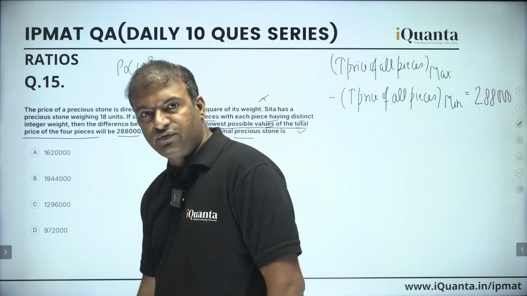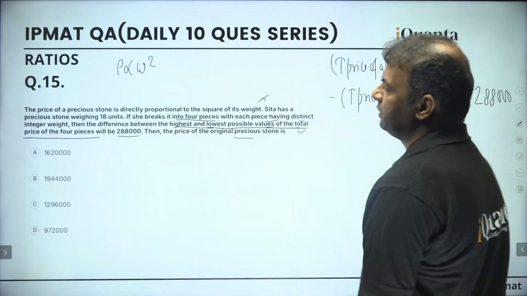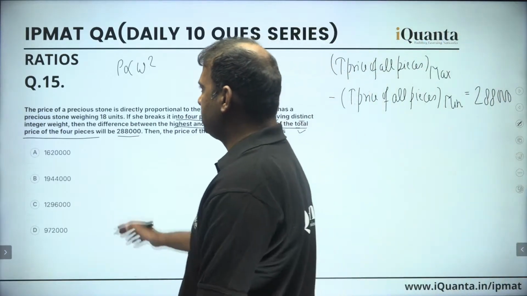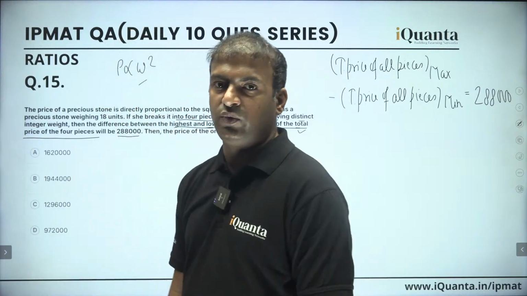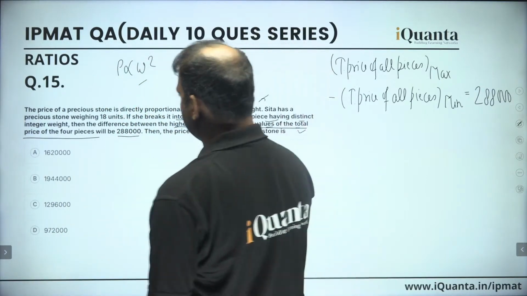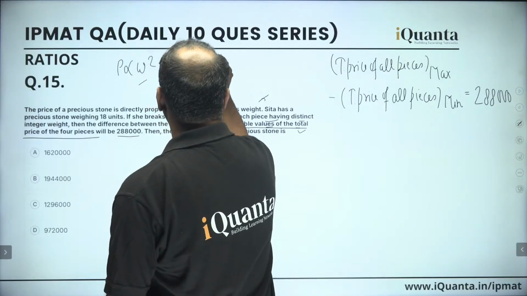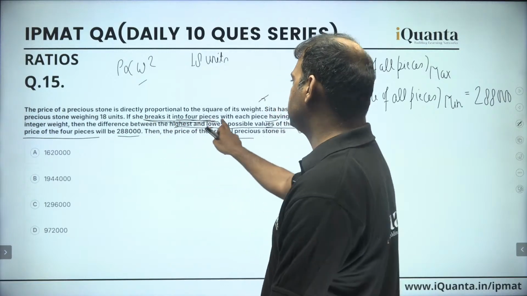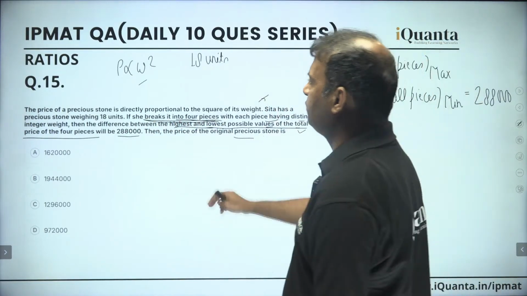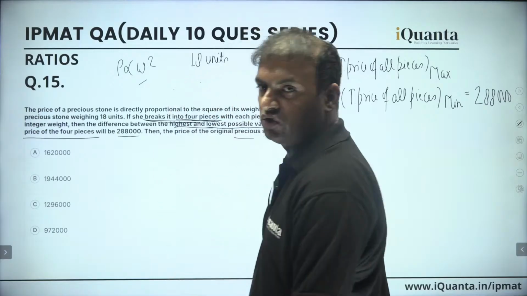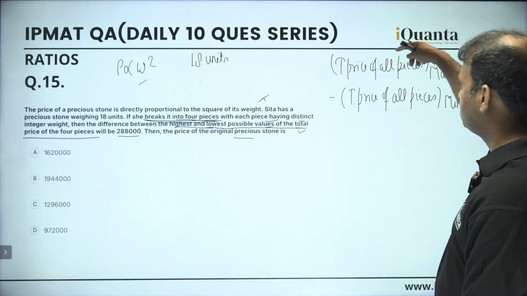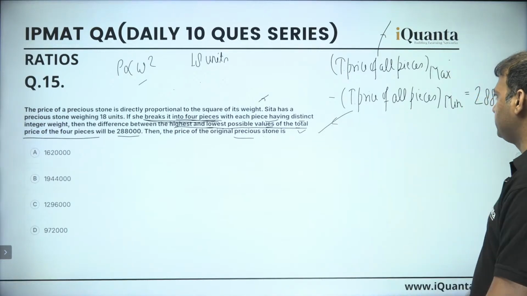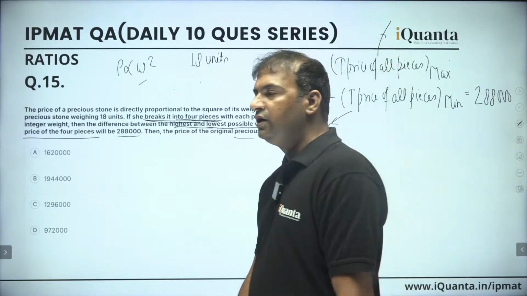For that, guys, first we need to understand how this can happen. Remember the information that the price is proportional to weight square. The original weight of the stone is 18 units. This has been broken into 4 pieces, right? Now we have to think of the weights of the 4 pieces in such a way that the first time we get the total price of all the pieces maximum possible, and the second time we get the total price minimum possible. So how can we do that?